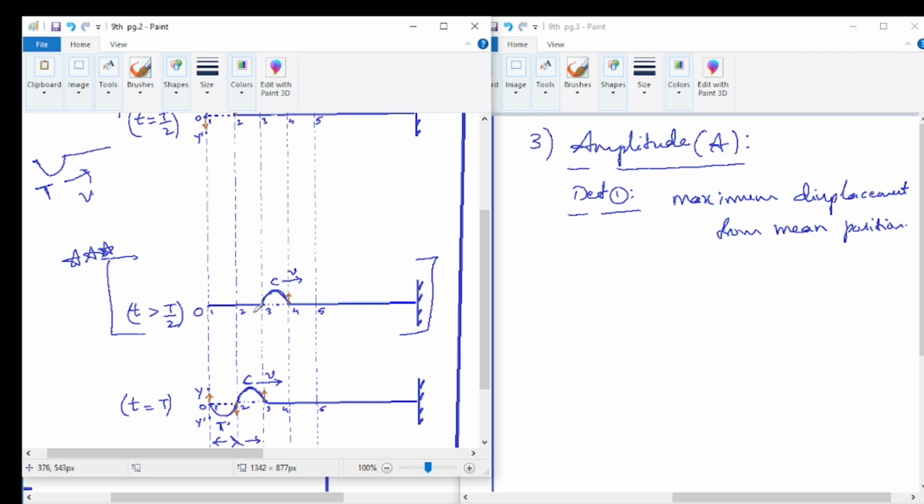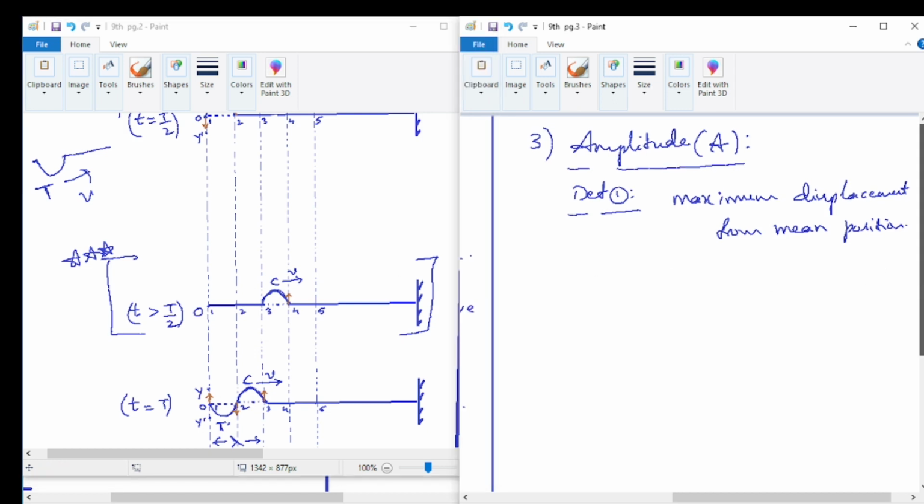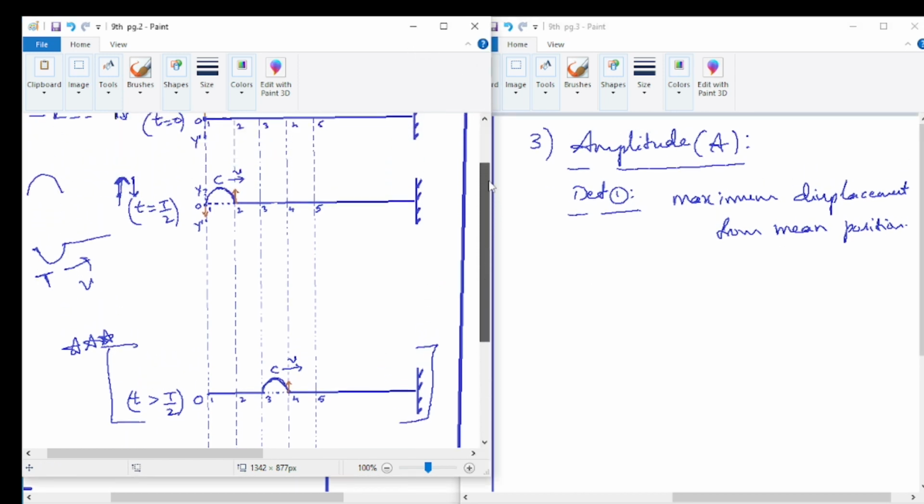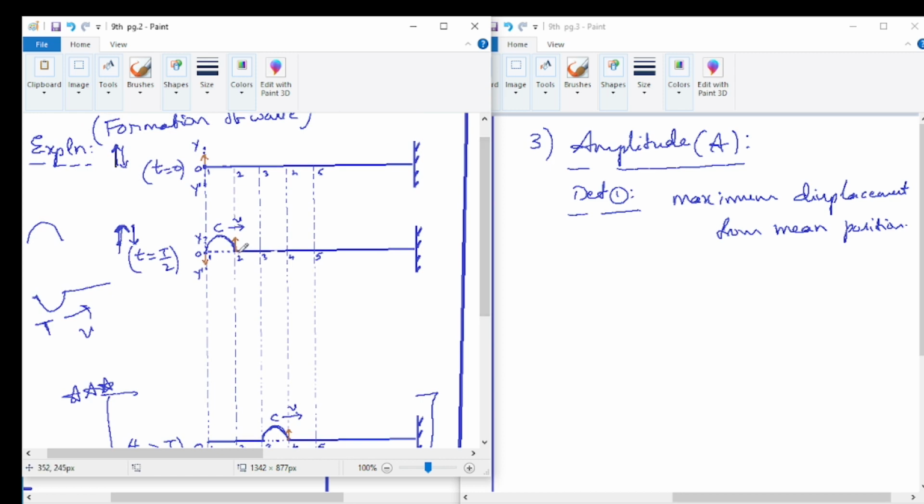Now consider particle 2. This particle 2 was at rest earlier. At time t equal to T by 2 also, the wave, which is nothing but a disturbance here, has not yet reached particle 2. It just starts moving upwards, but still it is at its mean position, its position of rest, that is, the mean position O only. Here again we can consider a path Y O Y dash. So its displacement is still 0.